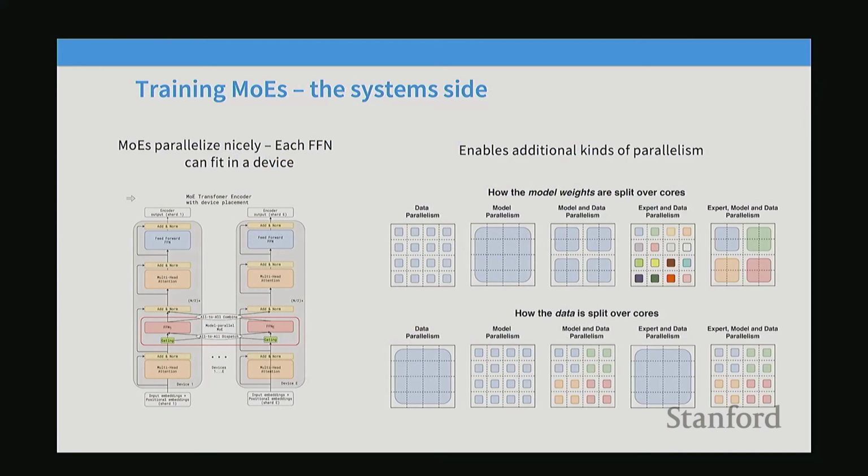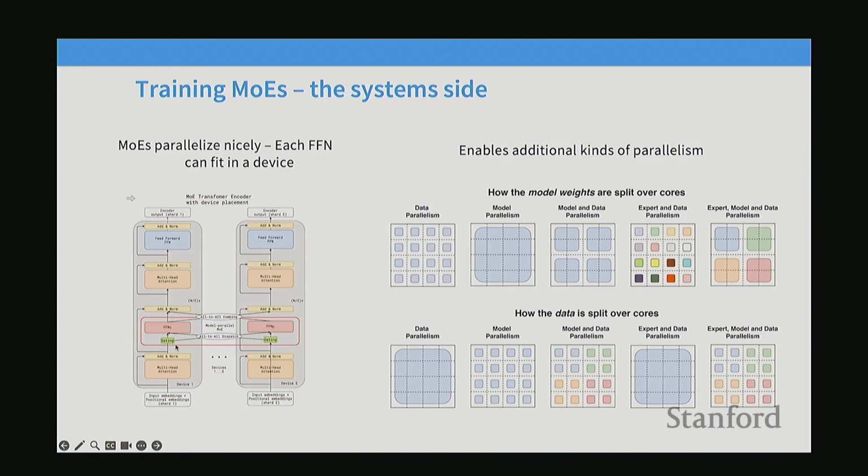Okay, so I won't go quite as deep as I could into the system side because I haven't really started to cover the core systems concepts necessary for you to deeply appreciate a lot of the parallelism concerns, like the hierarchy of communication speeds in a data center and so on. But as I said before, one thing to keep in mind is just how nicely MoEs can fit into devices.